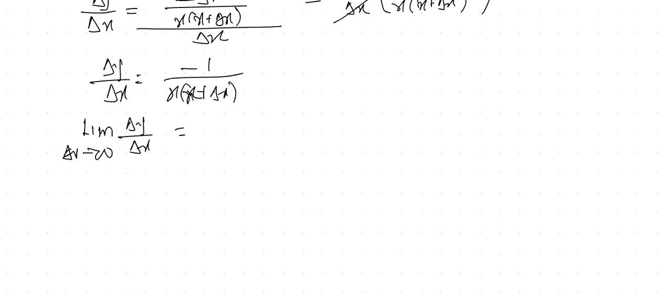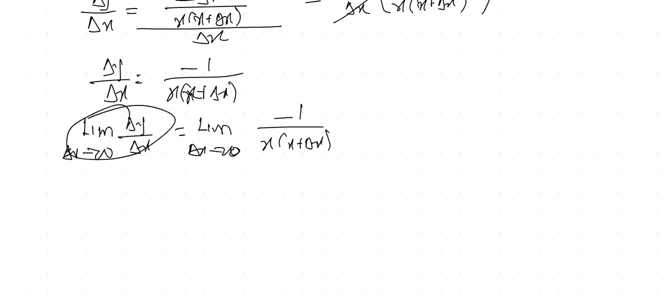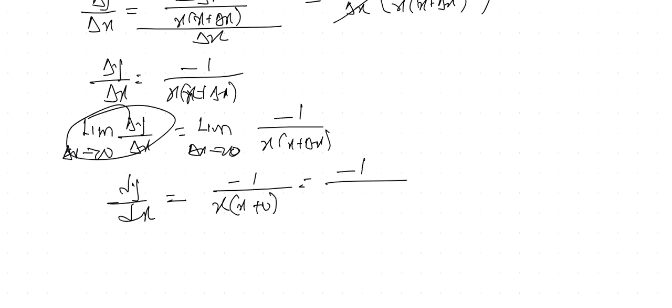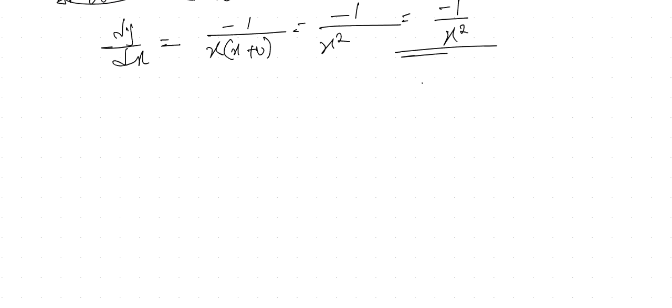We're going to have the limit of minus 1 over x into x plus change in x, as change in x approaches 0. So where you see change in x, you simply put 0. Then this will give you dy/dx, which equals minus 1 over x into x plus 0. So you have minus 1 over x times x, which is x squared. So it's minus 1 over x squared. So easy. That is how to find that.